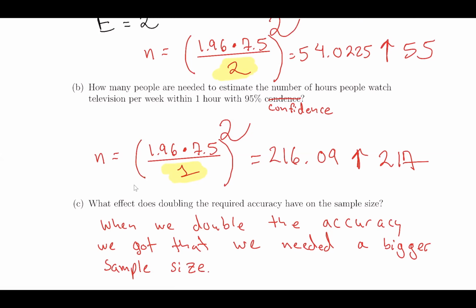So you have to understand that since a smaller value means that you're more accurate, that's what we're talking about when we say we double the accuracy. Going from an accuracy of 2 hours to an accuracy of 1 hour, we technically double the accuracy. All right, so hopefully that answered your question. And let's go ahead and do this one.